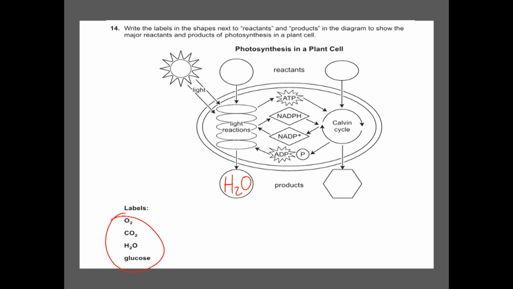We need to put this somewhere else. Let's put it up here. Okay, H2O goes up here. All right, what's something else that we really want to make sure that plants have enough of? They need water and they need CO2. So these two things are reactants. They're going into photosynthesis. All right, what are things that come out of photosynthesis?